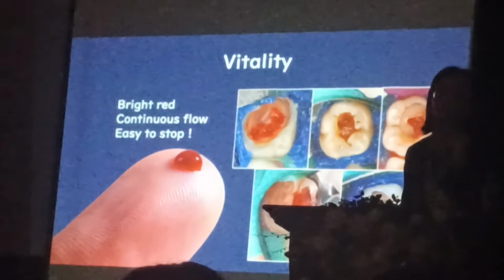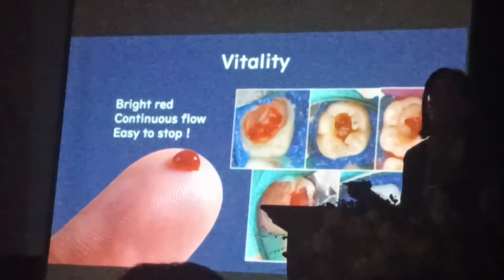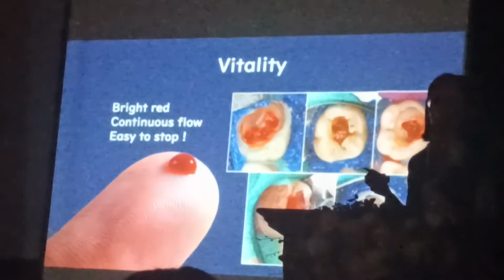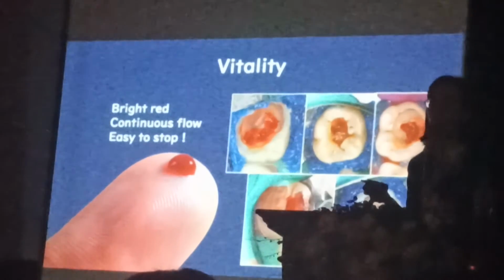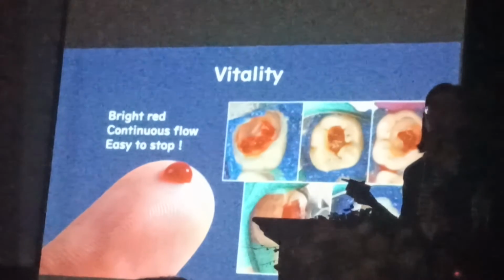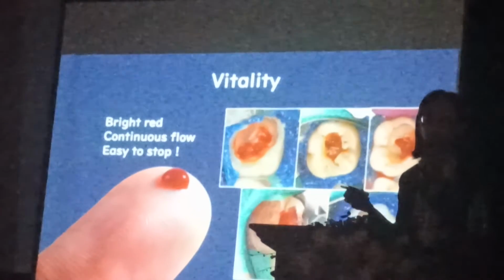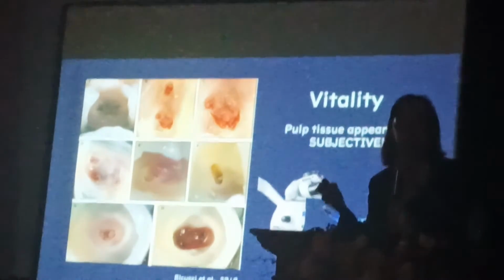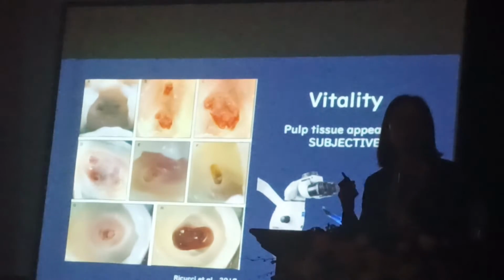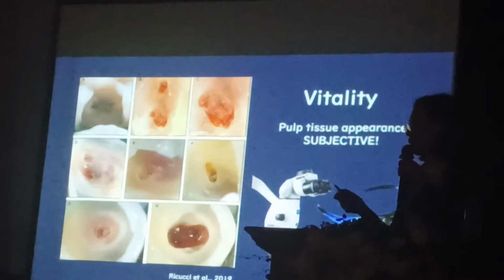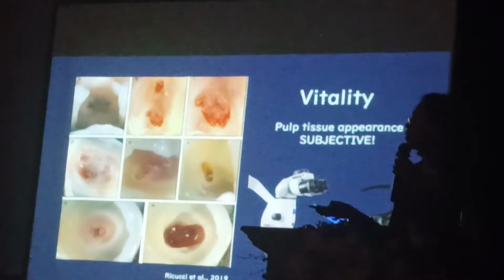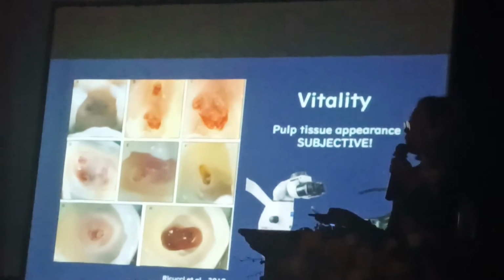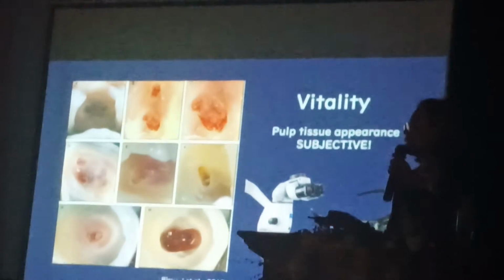The pulp is exposed, there's going to be a lot coming up. Bright, great, continuous flow, easy to stop, but still, there are controversies about what time should be okay for the bleeding to stop. But this is quite subjective, right? You have to look at the pulp appearance as well. If it's pale, necrotic like this, you have to look at that part. You cannot leave the dentin chip in the pulp.